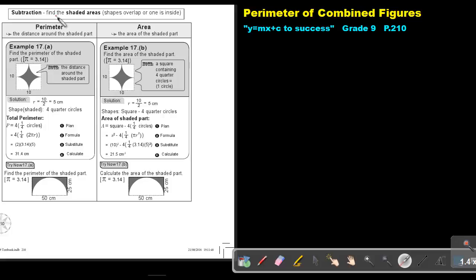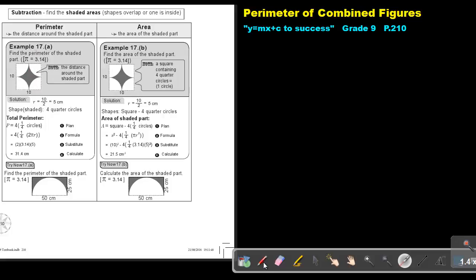When they are asking you to find the shaded area, the shapes overlap or one is inside the other one. Okay, let's look at an example. The perimeter is the distance around the shaded part. Example 17a, find the perimeter of the shaded part. There's the shaded part. It's like a star. So the perimeter will be the distance around the shaded part.